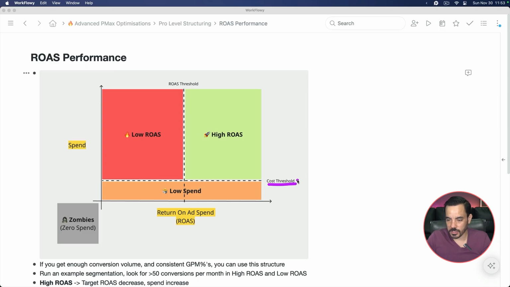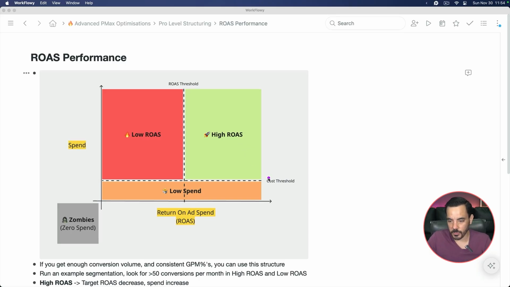And in terms of cost threshold, you want to just set something where things above this cost threshold, we would consider that's a significant amount of spend, right? There's no point in looking at a product that only spent $5. Like if a product spent $5 and it had a high ROAS, right? Well, it only spent $5. So this data is not significant.